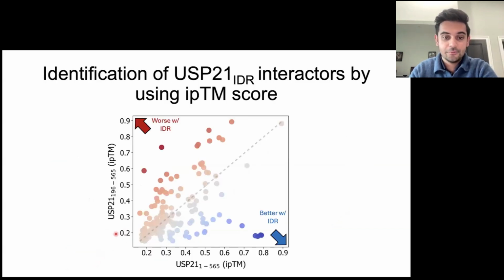So here, each point represents one of the 152 interactors that I have screened by AlphaFold. I'm plotting them against the IPTM scores when they're predicted with the full-length USP21 on the x-axis, and then on the y-axis against just the catalytic domain. And I want you to pay attention to the points that are more in blue, which are interactors that have a higher IPTM score with the full-length enzyme.